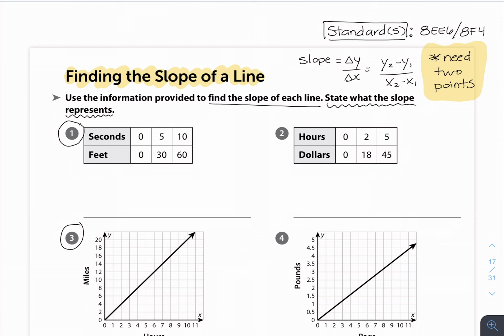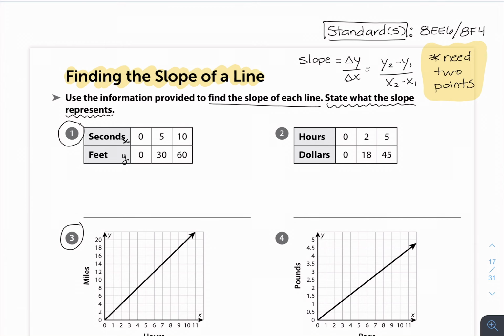Alright, so don't just find a number that represents the slope. Tell me what it means, and I'll show you what that looks like with question number 1. So question number 1, we have a table that has seconds on the top row and feet on the bottom row. Seconds, that's our x value, our x coordinate, right? Because our independent variable usually has to do with time, and seconds is time. And then feet, that's our y.